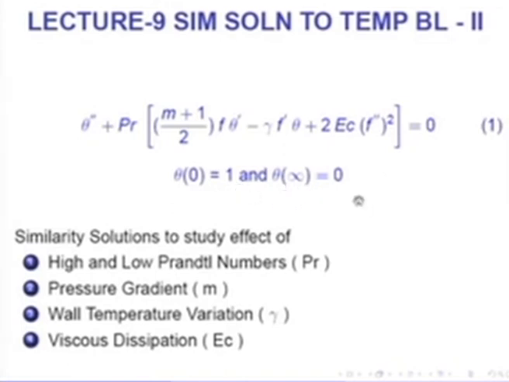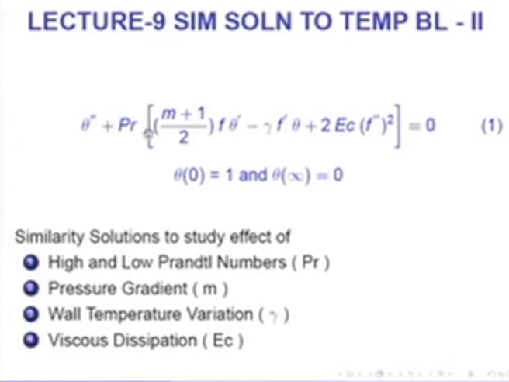We are interested in developing solutions, so that we look at the effect of Prandtl number, we look at the effect of pressure gradient, and of course, also the suction or blowing parameter, which is embedded in the solutions for f, f dash and f double prime. We look at the effect of wall temperature variation gamma, and we look at the effect of viscous dissipation on the nature of the solutions obtained. Remember, I obtained already the solution for Prandtl equal to 1, m equal to 0, gamma equal to 0 and Ec equal to 0. That is the solution I presented in the last lecture.